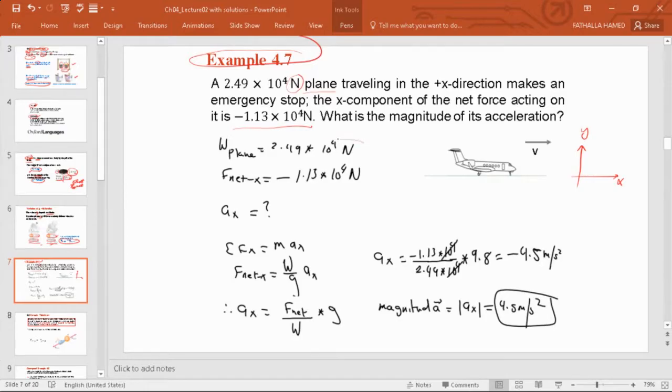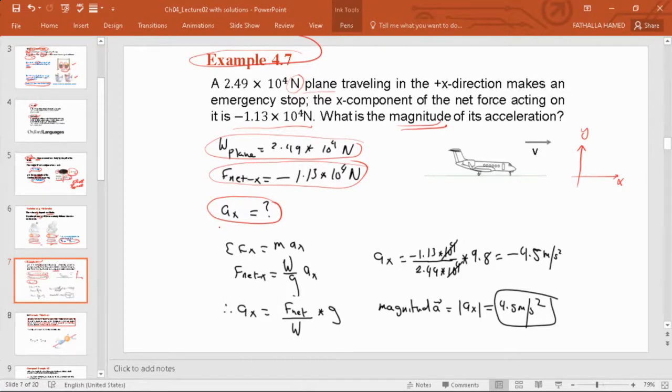So the weight of the plane here is 2.49 times 10 to the 4 newtons. The net force along the x-axis is equal to 1.13 times 10 to the 4 newtons. And they ask you for ax. They ask for the magnitude here. But we're going to look at ax first.